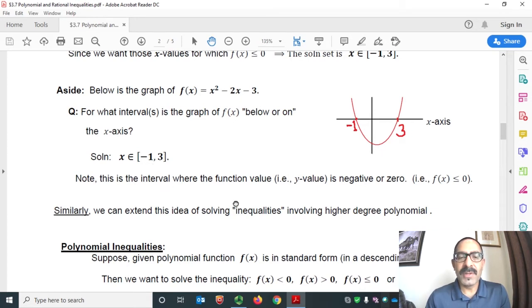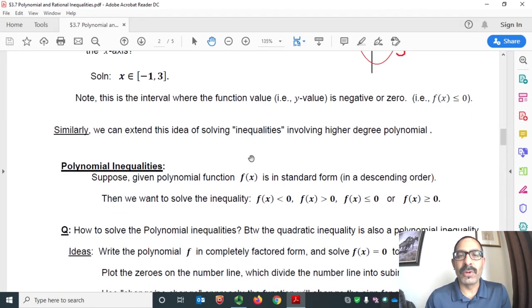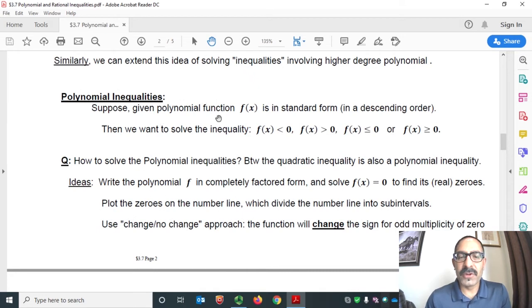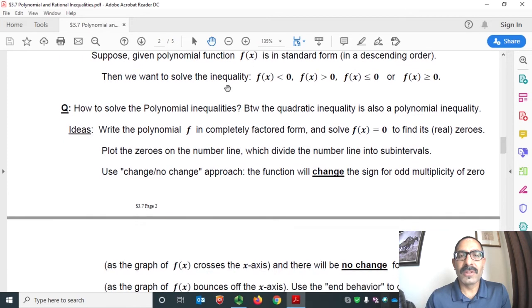Great. Now similarly, we can extend this idea to solving inequalities involving higher degree polynomials. So next, let's talk about polynomial inequalities. Suppose the given polynomial function is in standard form, then we want to solve the inequalities f(x) less than 0, f(x) greater than 0, f(x) less than or equal to 0, f(x) greater than or equal to 0. So the question is, how do we solve polynomial inequalities? By the way, the quadratic inequality we just covered is also a polynomial inequality. The quadratic function is a second degree polynomial.